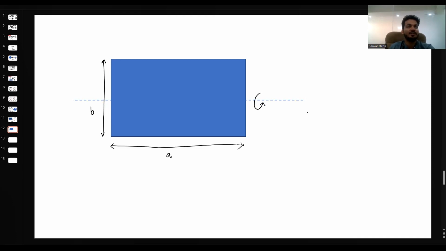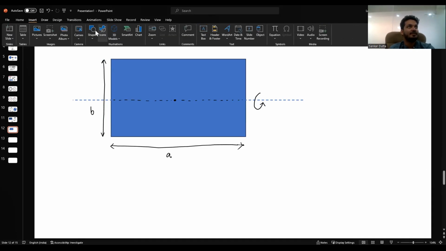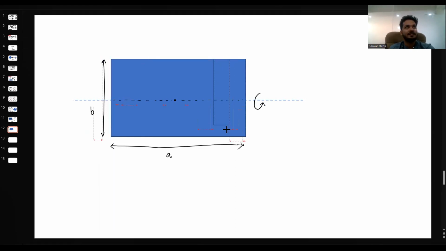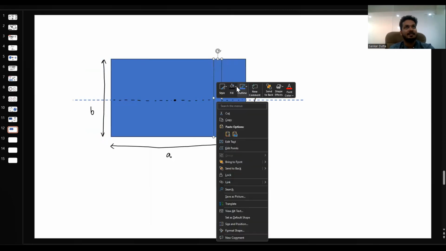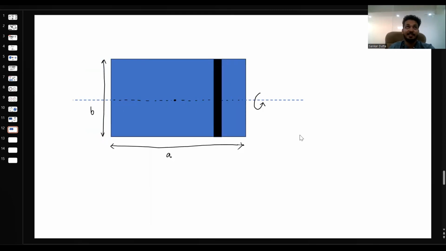Guys, tell me what will be the moment of inertia about this axis. So what will you do this time? Well, you're again going to have to imagine some strips like this one. Again, the same process. Let the mass of this small strip be m1. And how much is this length this time? It will be b. So the small moment of inertia I1 will be m1 into b square by 12.